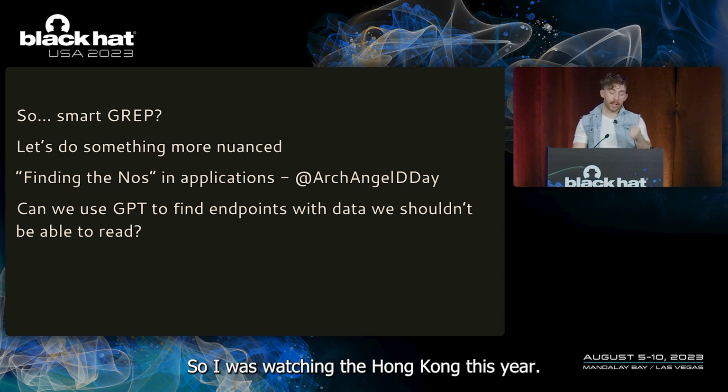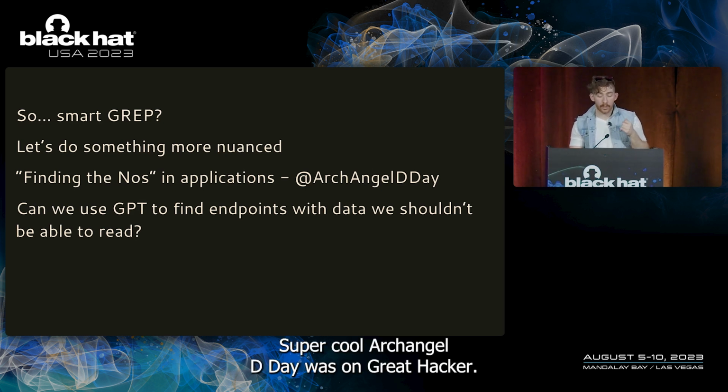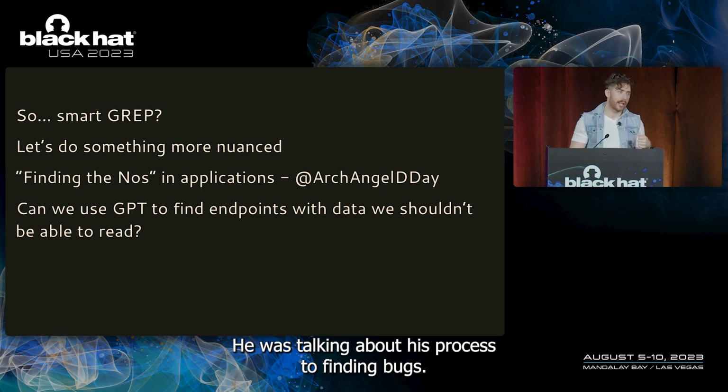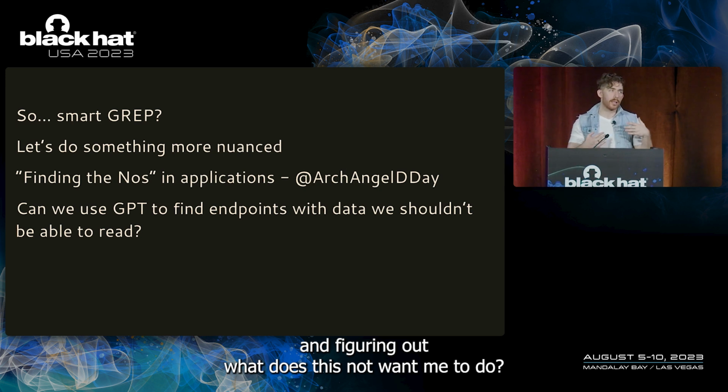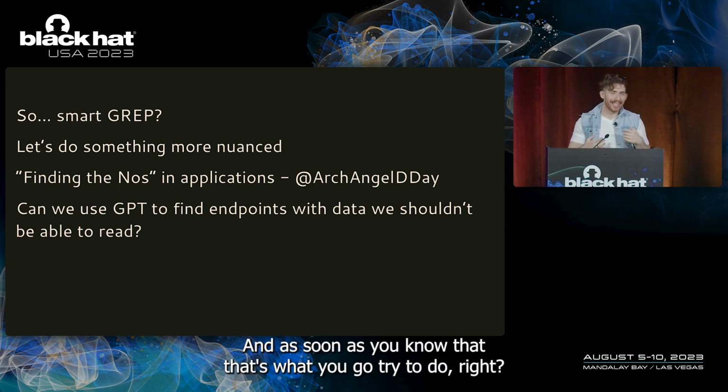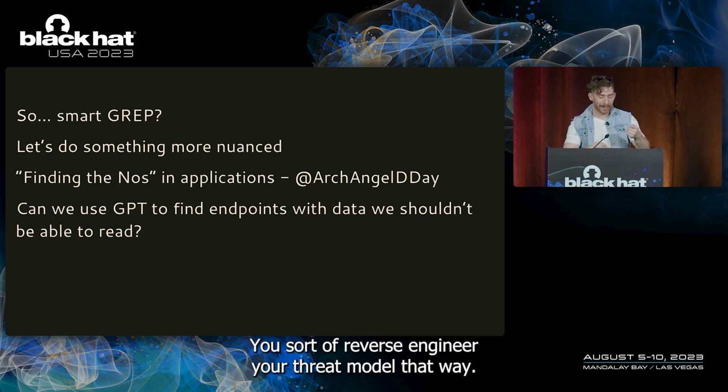So I was watching NahamCon this year, super cool. Archangel D-Day was on, great hacker. He was talking about his process for finding bugs, and he calls it finding the nose. So reading the API documentation, looking through the asset and figuring out what does this not want me to do? And as soon as you know that, that's what you go try to do, right? You sort of reverse engineer your threat model that way.